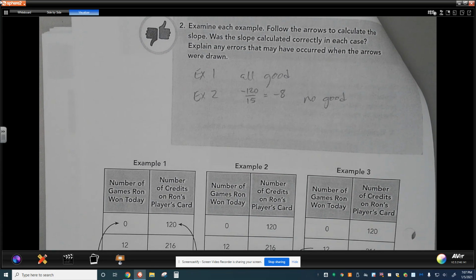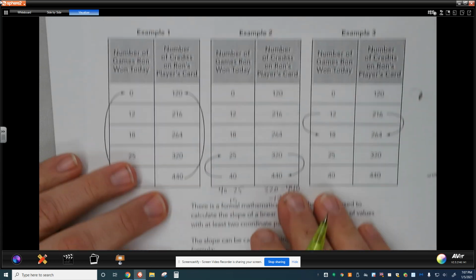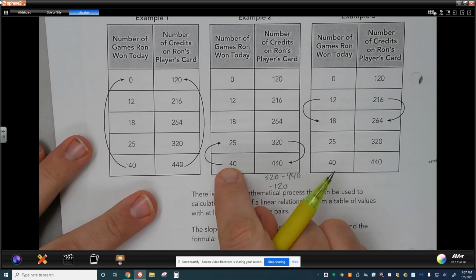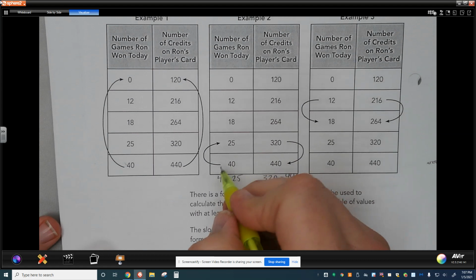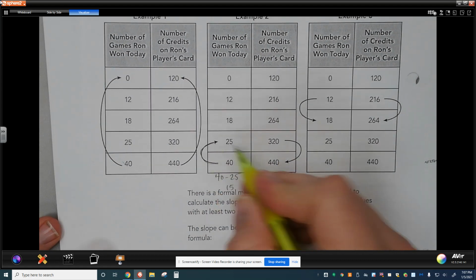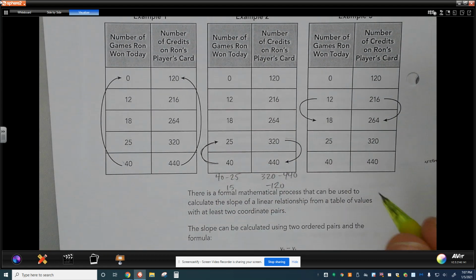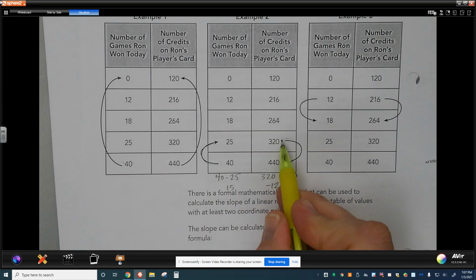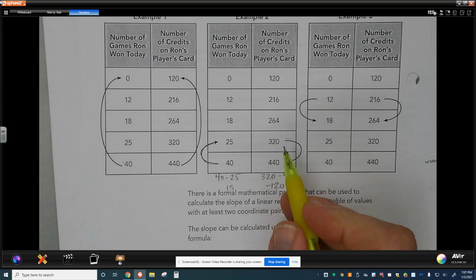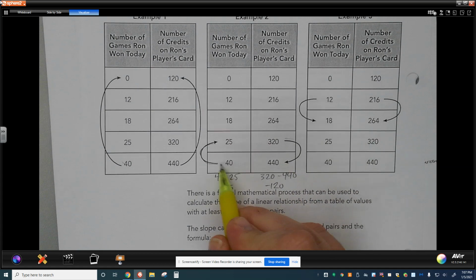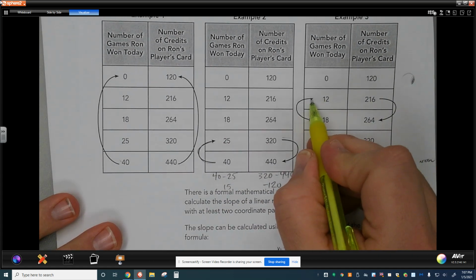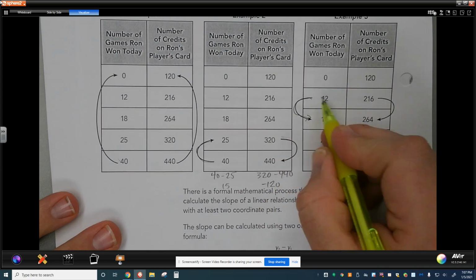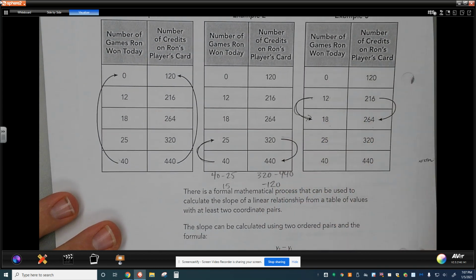It was not calculated correctly, because if we look at this, we found the difference moving from large to small and then from small to large. We didn't follow the same order of going, in this case, up on the left and then down on the right. This is finding the change in y. This is going to be one direction, and this is the other direction. It doesn't work. Example 3 must be correct because we see that we're finding the change going from small to large and small to large.